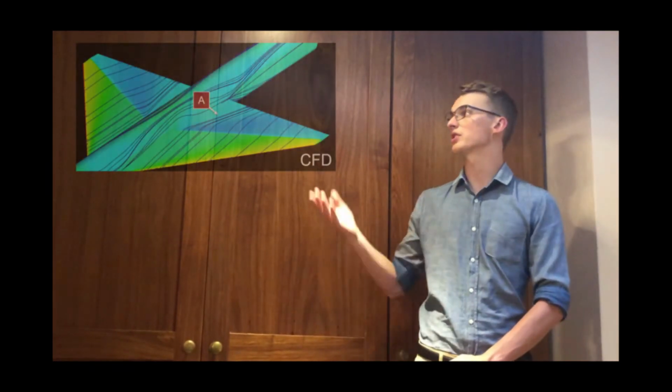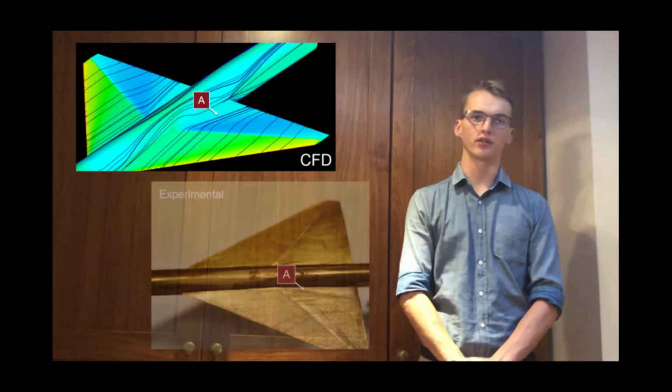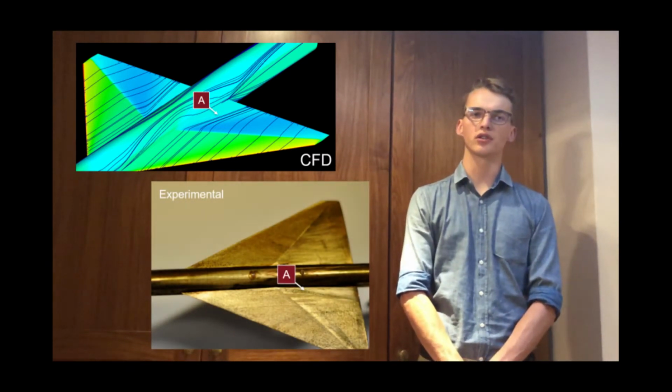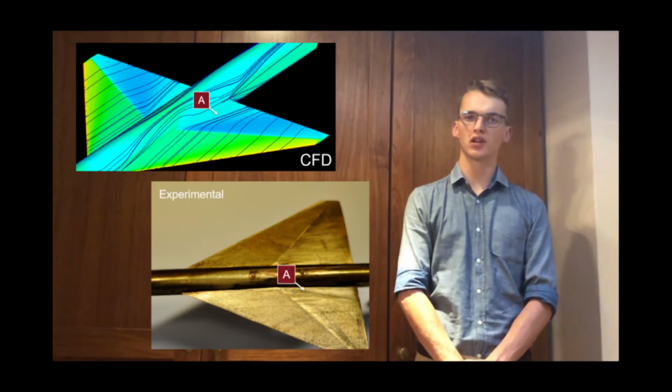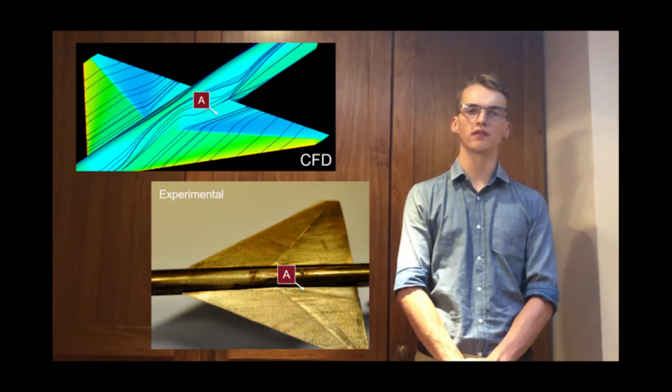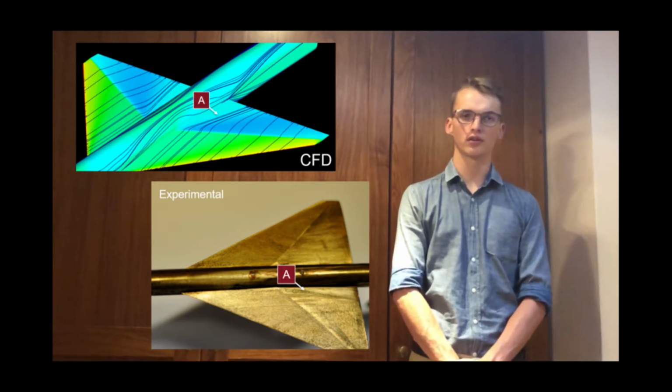The effects of this shock were also detected from the surface oil flow patterns. You can see how the shock affects the surface pattern both in the CFD and experimentation, with a region of dense concentration of the surface streamlines. Essentially, the shockwave exists to realign the flow over the wing with the fuselage.